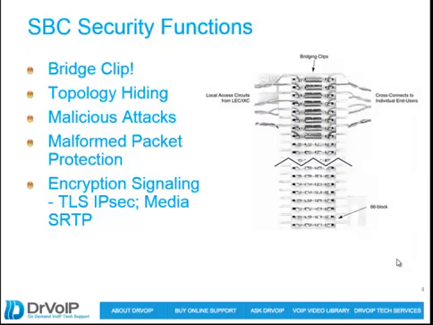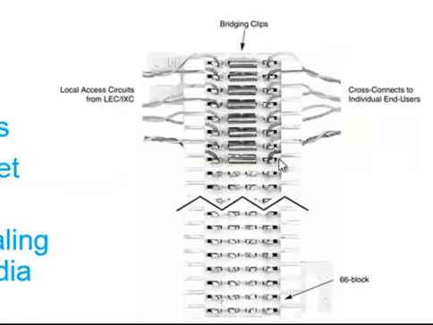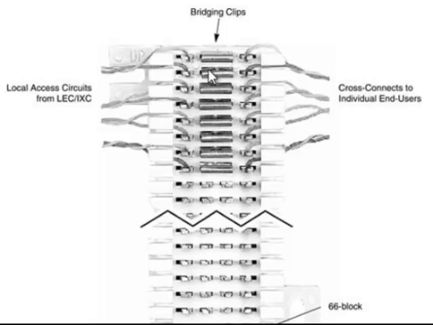So from a security function, I like to think of the session border controller as the 66 block of the internet age. Those people that have been kicking around the telephone industry are certainly familiar with this concept of a 66 punch down block, where you punch down the telephone company on one side, you punch down your equipment on the other side, and you put a bridging clip in the middle to separate the two sides. And that's how we established a point of demarcation in the physical world.